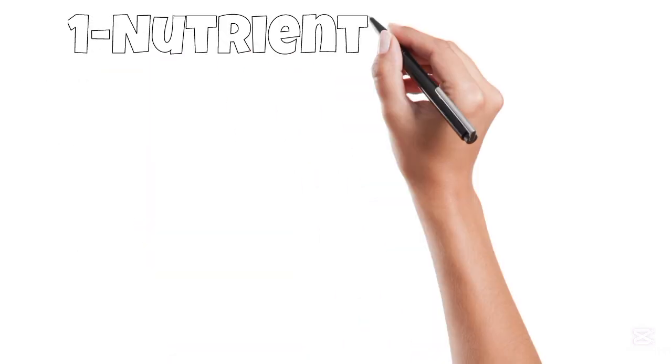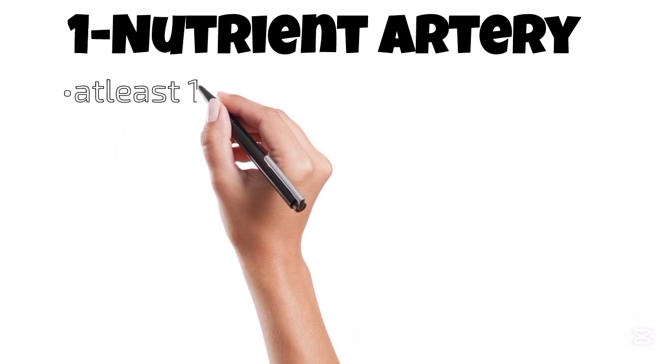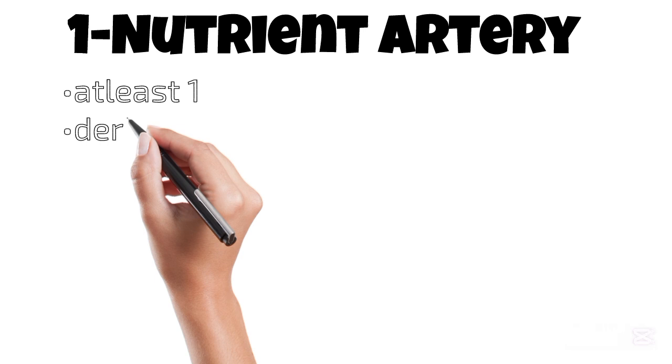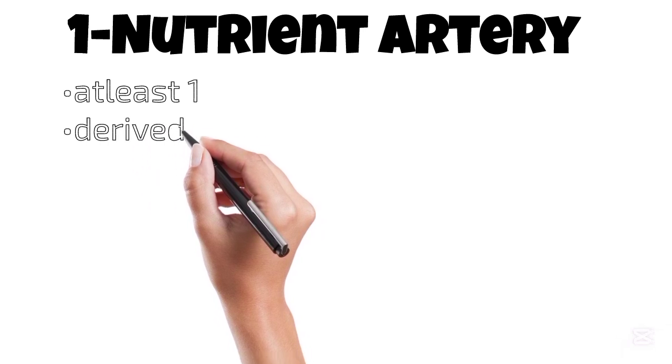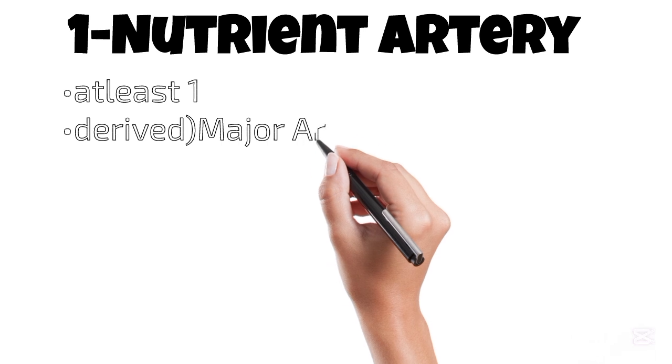Nutrient artery is also known as diaphyseal artery. Each long bone receives at least one nutrient artery, and this nutrient artery is derived from the main artery of that particular region. The nutrient artery enters the bone through the nutrient foramen that is usually present in the middle of the shaft of the long bone.